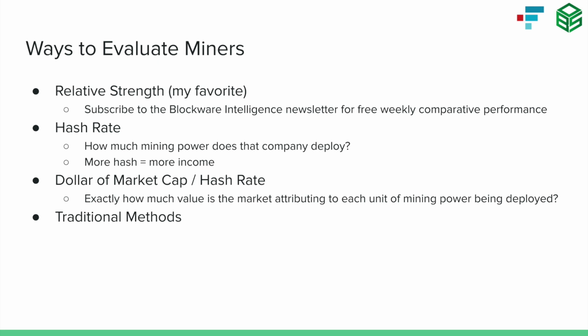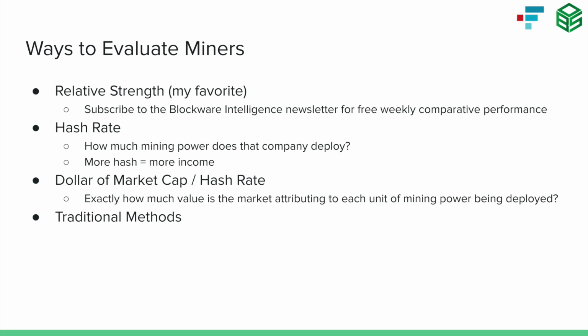And then furthermore, we can divide the market cap of the company, so the stock price multiplied by the number of shares outstanding, which would be the amount of capital that's been fed into that stock, by the hash rate, so you can see exactly how much money the market, Wall Street, whatever, is attributing to each unit of that company's mining power. And I think it's useful for a few different things. First of all, if you have a company with a pretty high market cap to hash rate, institutions are looking to pay a premium for that hash power.